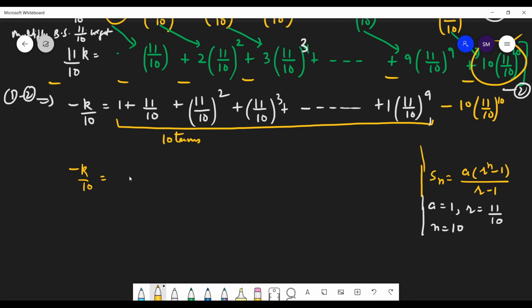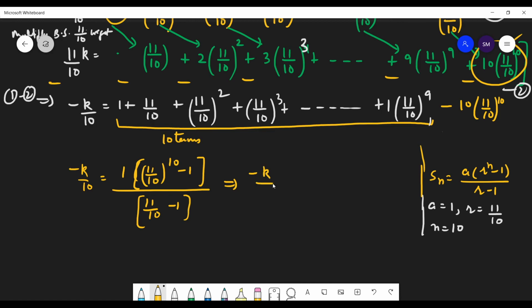Okay, very good. So students, put these values. What do you get? 1 into (11 by 10) raised to the power 10 minus 1, divided by 11 by 10 minus 1. Now what do you get from here? Minus k upon 10 is equal to what? Multiply this by 10 and 10, so you get here 1 upon 10.